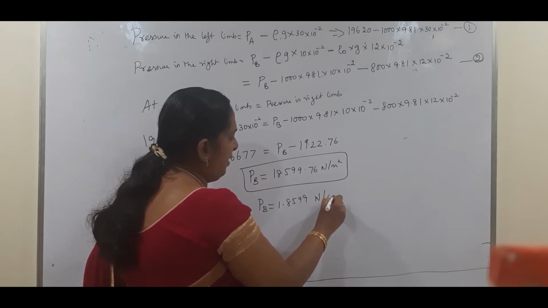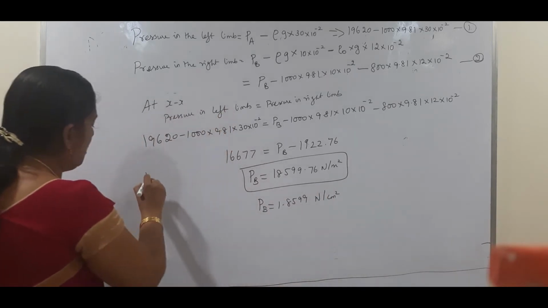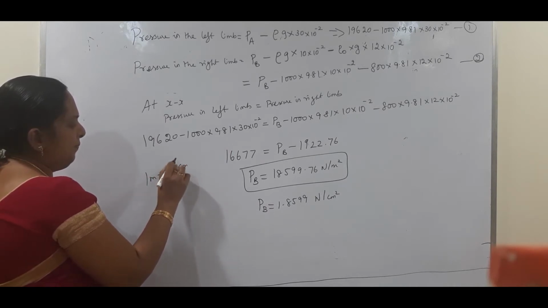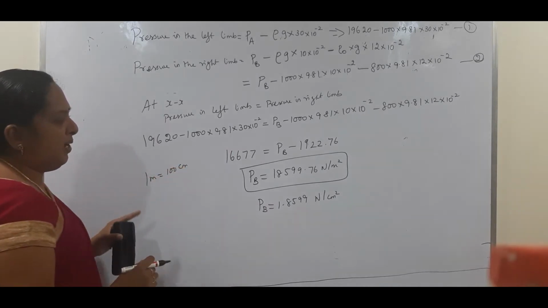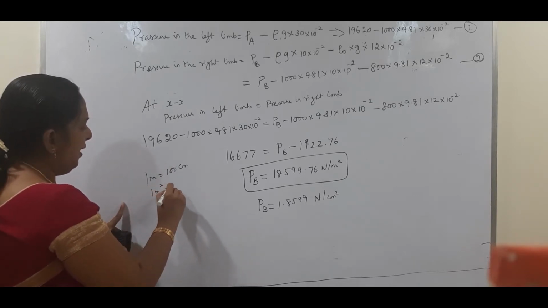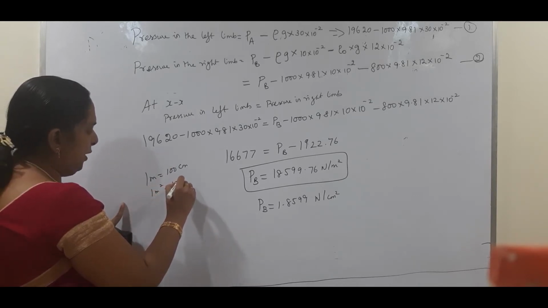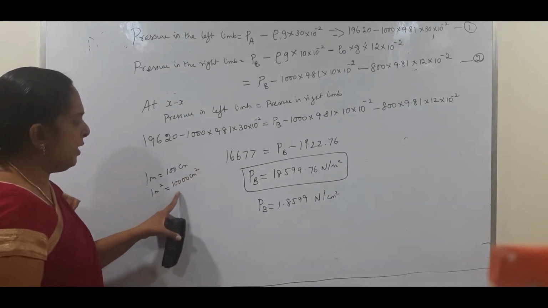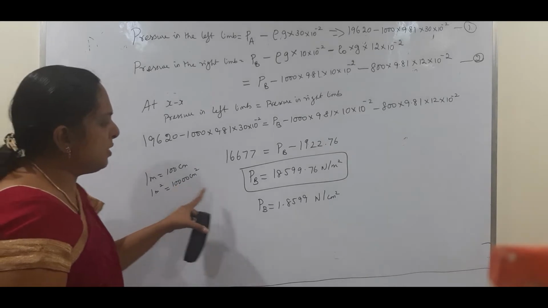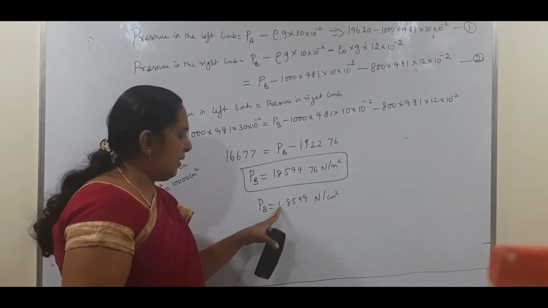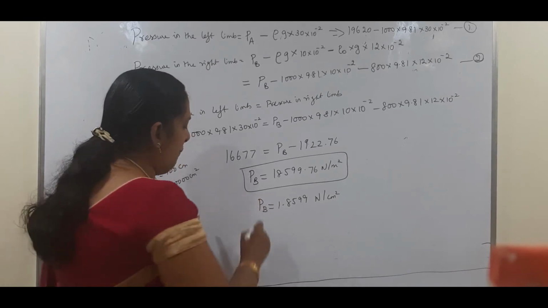So how did we convert? Already we know this conversion. 1 meter is equal to 100 centimeter. So what we are doing here? Divide by 1 meter square, which means 100 into 100, so 10,000 centimeter square. So divide by 4 zeros, 1, 2, 3, 4. Four zeros. After that, if you keep the decimal point, you will get the value of the pressure at B.